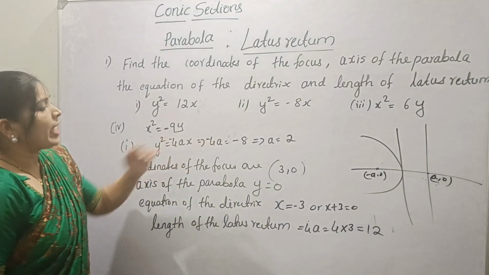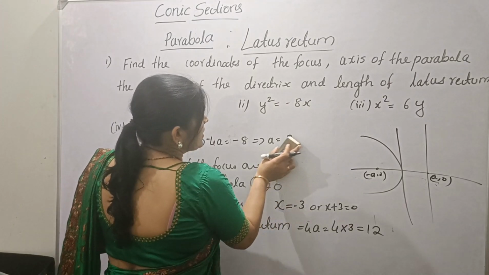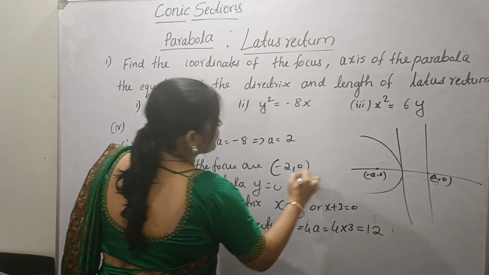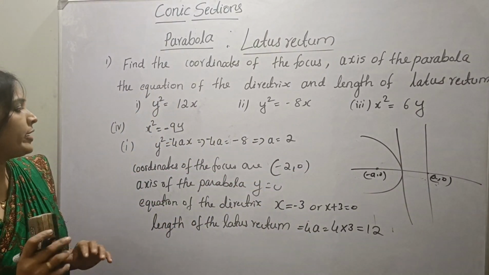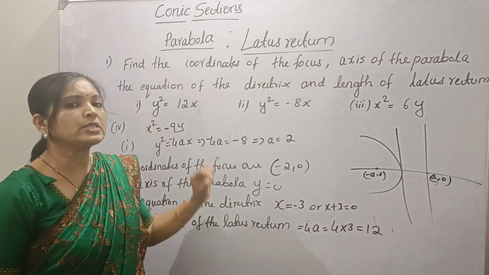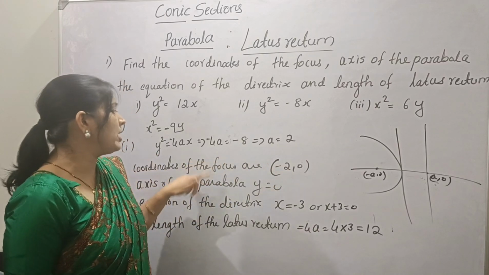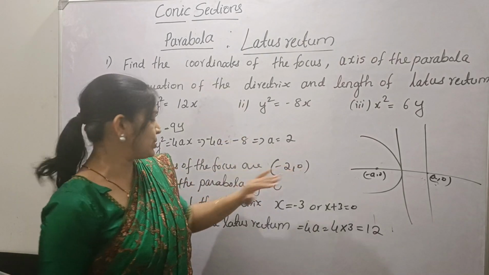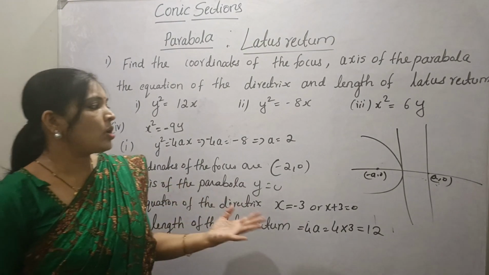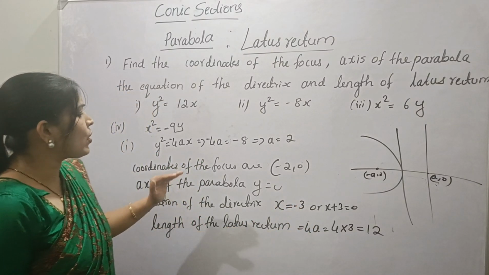Here we have got a is equal to 2. Therefore, the coordinates of the focus are, since it is on the negative x-axis, minus 2, 0. I hope you understood. Because this parabola is towards the negative x-axis, the focus point is on the negative x-axis. Next, the axis of the parabola, same thing, y is equal to 0, because the parabola is towards the x-axis itself.